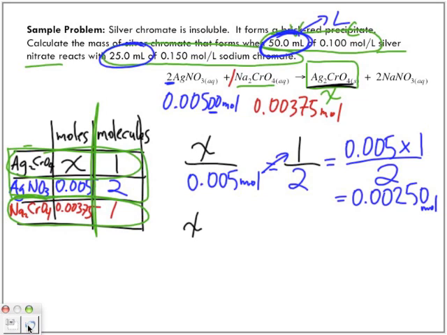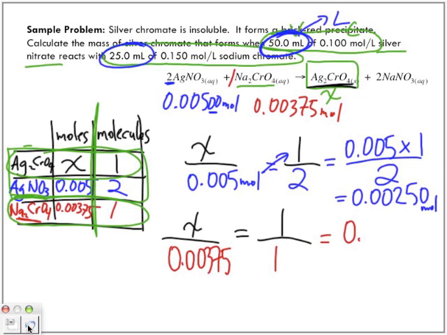Then we're going to do the same thing. X is our unknown, but this time we're comparing that ratio with the sodium chromate. So we've got 0.00375 moles equals 1 over 1. And anytime you have a 1-to-1 ratio, there really isn't any work to be done: 0.00375 moles. So between this and this, whichever has the lower number of moles that we're going to create will be our limiting reagent or limiting reactant.